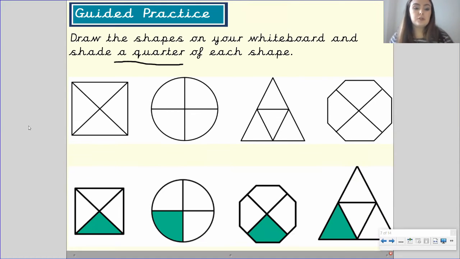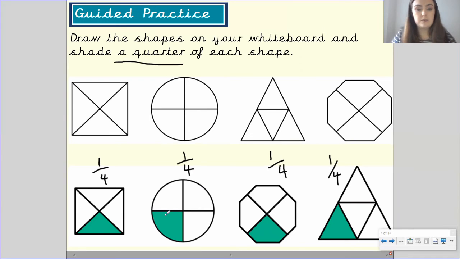Okay, so your shapes should have looked like this. Because we only want a quarter, you would only be shading in one part. So here, this one shows a quarter. This one shows a quarter because only one part has been shaded in of our 4. And again, a quarter is shown here and here. And we know it's a quarter because the whole has been split into 4 and only one of those parts has been shaded in.